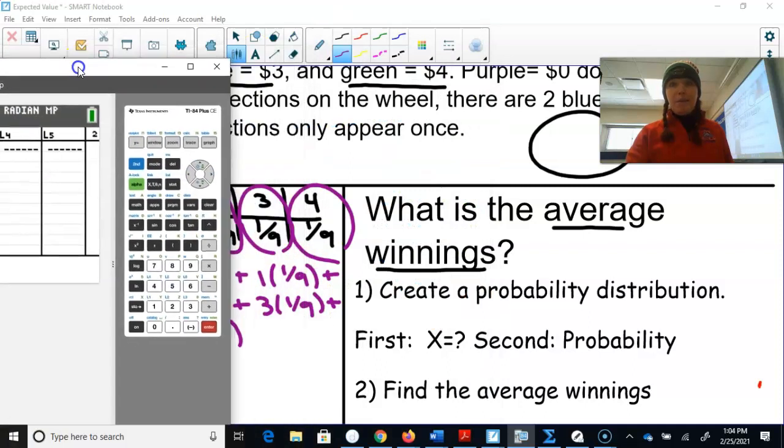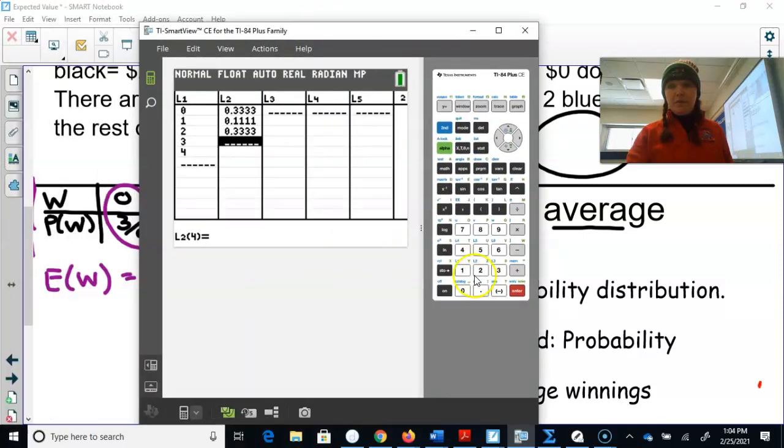And the last probabilities are 1/9. Okay, so 1 divided by 9 and 1 divided by 9 again. Okay, so I have my outcomes and the probability of each outcome. Now what I'm going to do next, so pay very close attention and pause along the way.